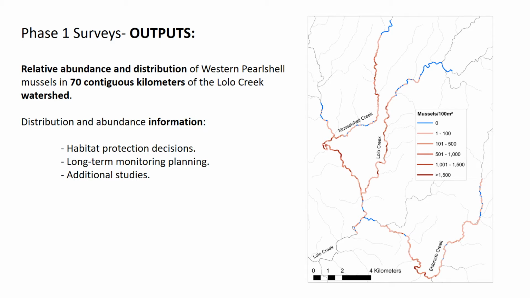This is another example of an output. This is what we call our heat map, which shows the relative abundance and distribution of western pearl shell mussels in 70 contiguous kilometers of the Lolo Creek watershed. Now, this kind of information, distribution and abundance, can be very helpful for habitat protection decisions, whether or not you're going to allow, say, mining or logging or a bridge crossing, also with long-term monitoring planning for mussels and additional studies.